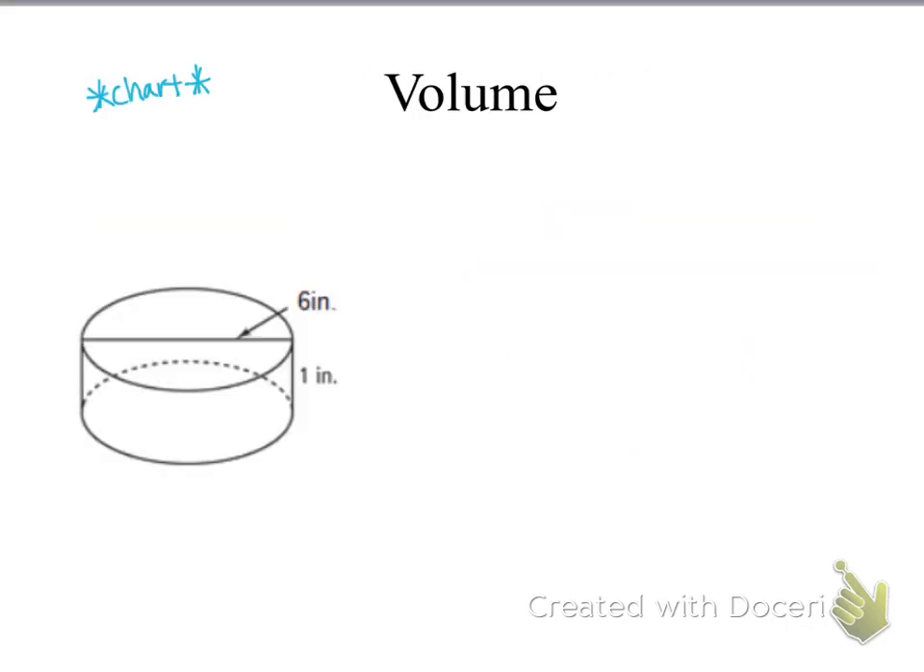Okay, this one should be on your chart then. So your radius is 3, your height is 1. So V equals pi r squared times the height. So we get 9 pi inches cubed.